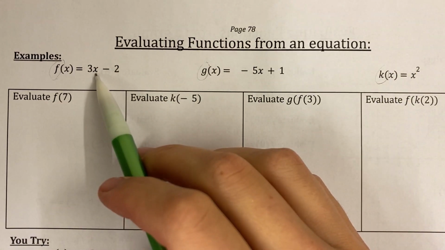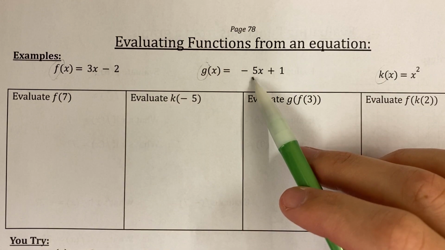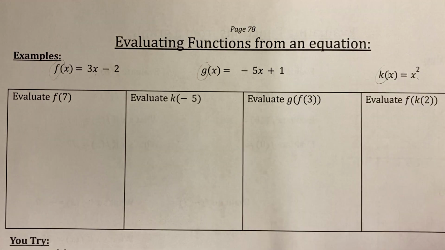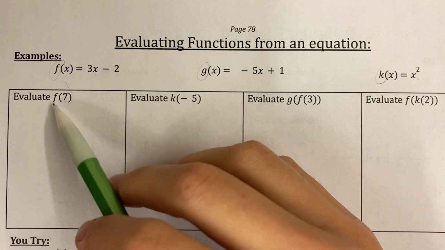The F machine takes a number, multiplies it by 3, and subtracts 2. The G machine takes a number, multiplies it by -5, and adds 1. And the K machine takes a number and multiplies it by itself, it squares it. Okay, so each of the machines does something different. And then when we go to plug in, we look.